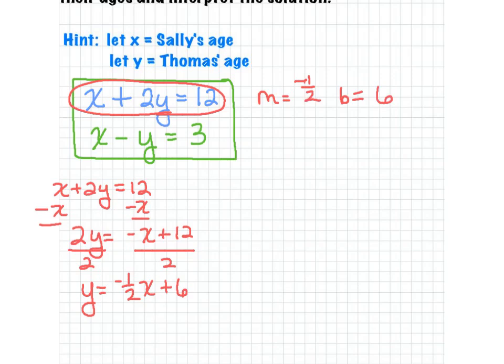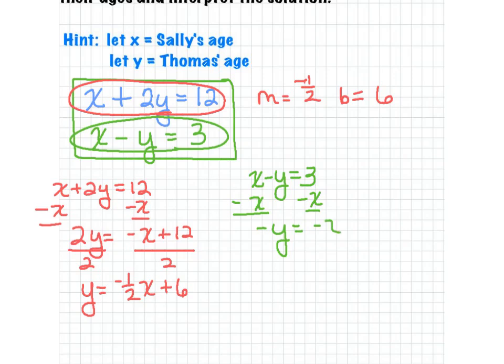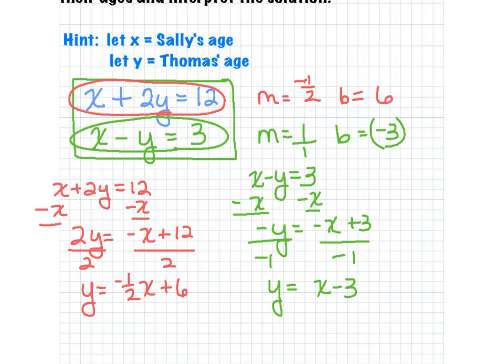Okay, now let's look at the second equation. I'll do it in green. X minus y is equal to 3. Let's get this into slope-intercept form. So subtracting x on both sides, negative y is equal to negative x plus 3. Let's divide by negative 1 on both sides. So y is equal to x minus 3. So in this case, m is 1, or 1 over 1, and b is negative 3. Okay?